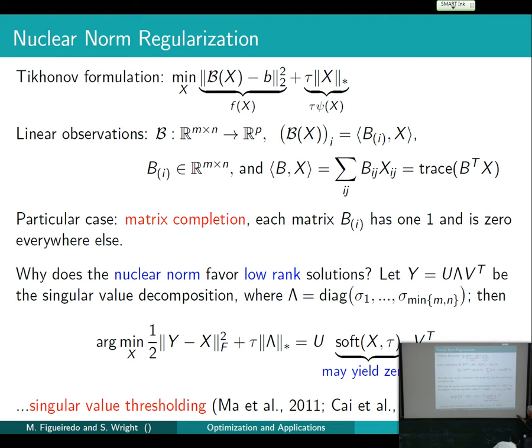So you take each of these singular values and you do that soft thresholding operator that you did with the L1 norm, but you apply it individually to each of these singular values. What that means is that if the singular value is bigger than tau, you replace it by itself minus tau. If it's less than tau, you just replace it by zero. This is basically what you do in the one norm case. So this is more evidence that the nuclear norm applied to matrices acts a lot like the one norm applied to vectors.